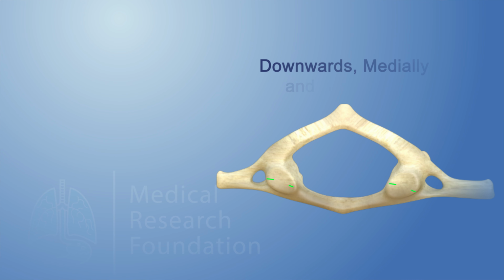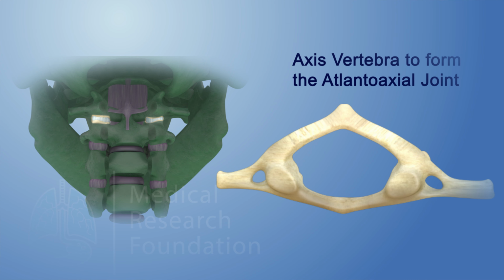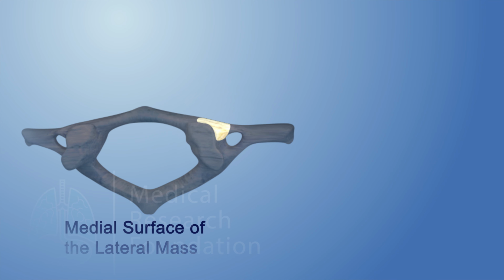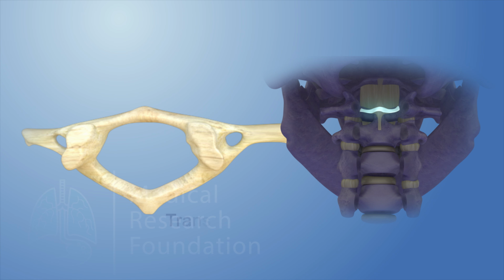It is directed downwards, medially, and backwards to articulate with the corresponding facet on the axis vertebra to form the atlantoaxial joint. The medial surface of the lateral mass is marked by a small roughened tubercle to provide attachment to the transverse ligament of the atlas.